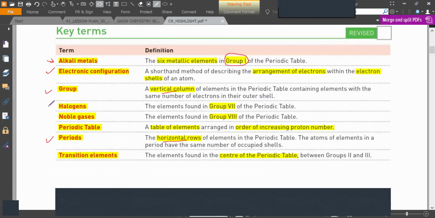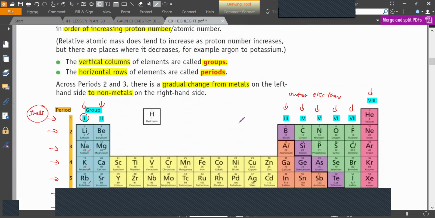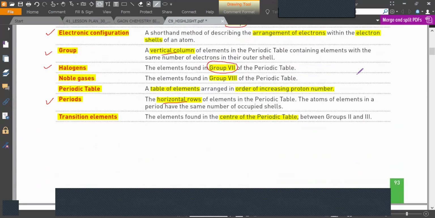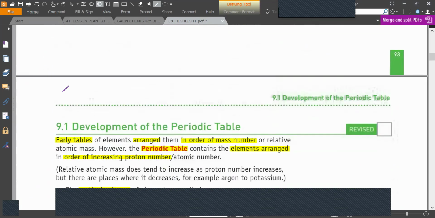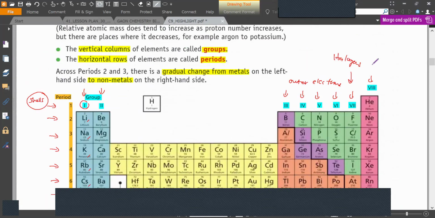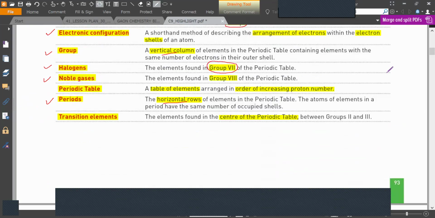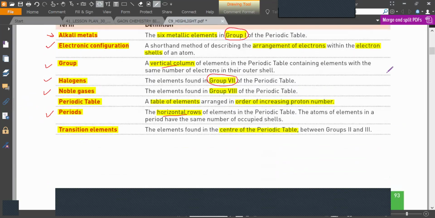Next, halogens. Halogens refers to group 7. We have a common name for group 7 elements: halogens. Noble gases are group 8, what we call noble gases, because they are unreactive.